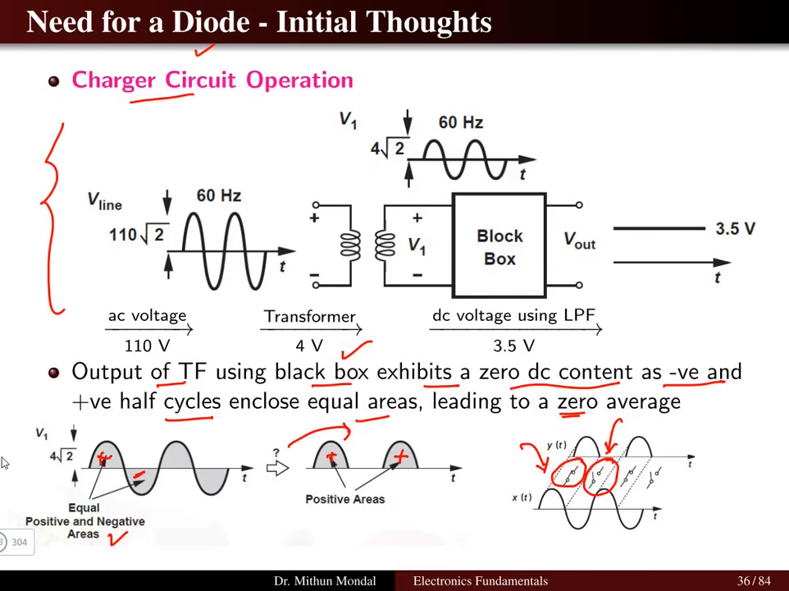A diode is needed so that we can convert the AC voltage into DC voltage, and through a transformer we are basically stepping down the level of the AC voltage.